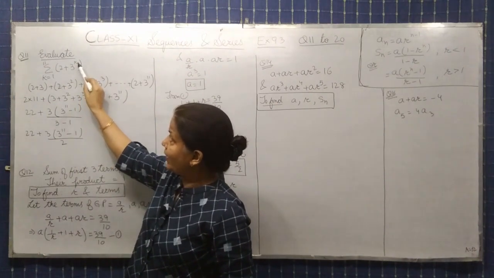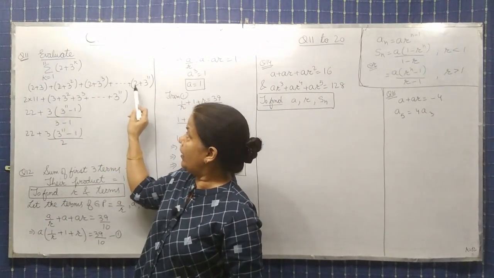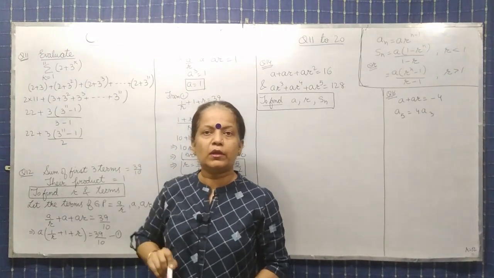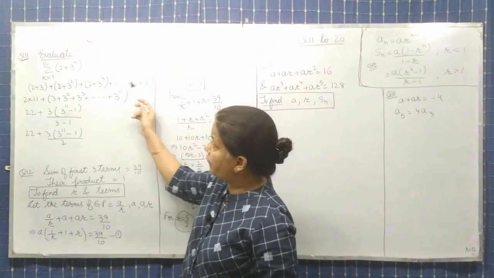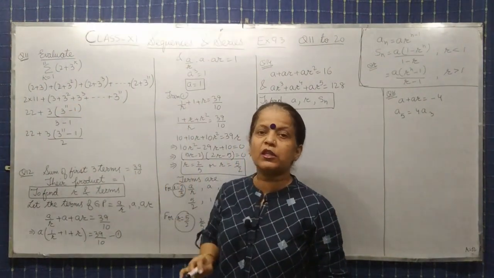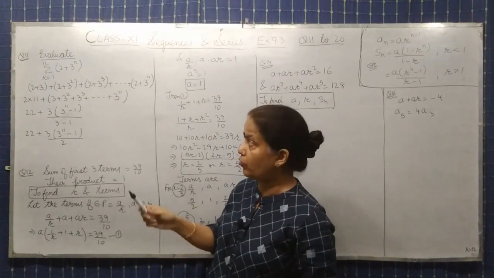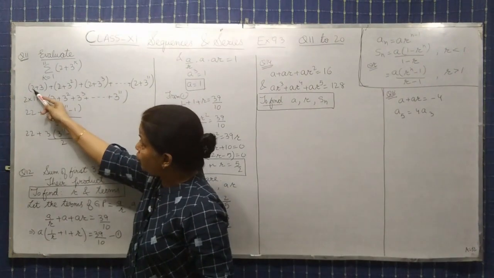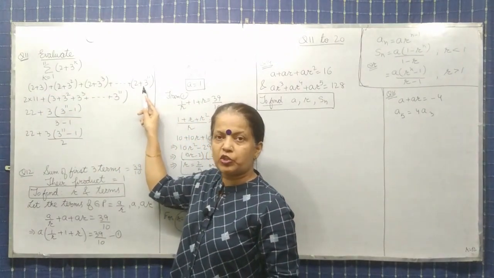So first we will take k as 1, then k as 2, k as 3, and so on up to k as 11. Now we have to find the sum of all these terms. But it's not given whether it is an AP or GP. That we have to find out. So what we will do: 2 plus 2 plus 2 up to 11 times.